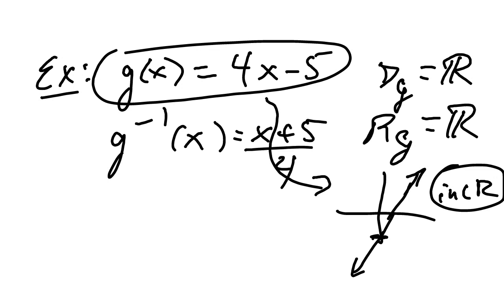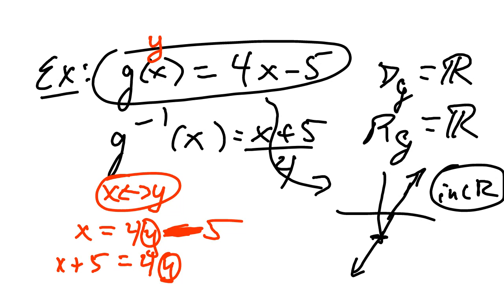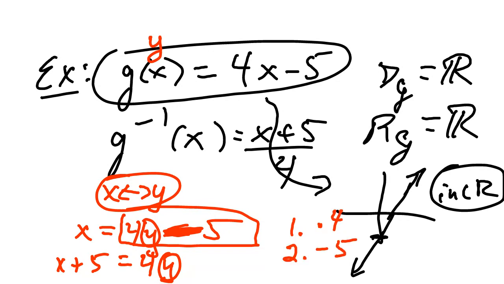Okay, so we talked about how to do this. If I call this y equals that, and then switch the x's and y's, I've got x equals 4y minus 5, and then solve that for y. So undo the order of operations in reverse order. If you get into something awkward, you can ask, what do I do here to the y? I multiply by 4. So the first thing I do is multiply by 4, and the second thing I do is subtract 5. So you want to undo those in reverse order.